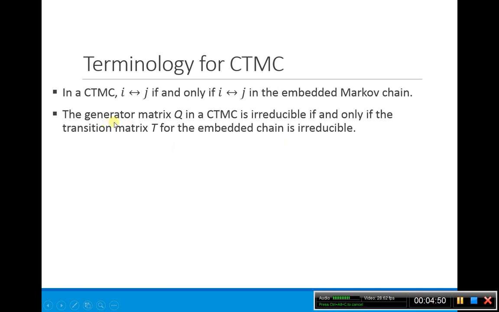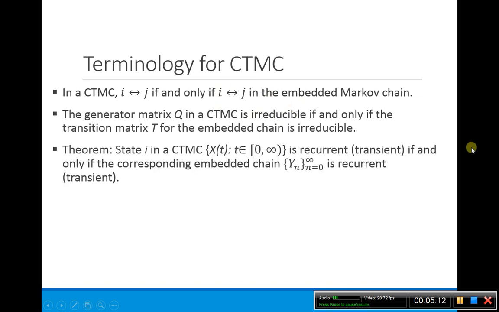So in addition, we can say this generator matrix Q in a continuous time Markov chain is irreducible if and only if our transition matrix T for the embedded chain is irreducible. So again, this embedded chain is really important. If our embedded chain is irreducible, then we basically say our continuous time Markov chain is also irreducible.